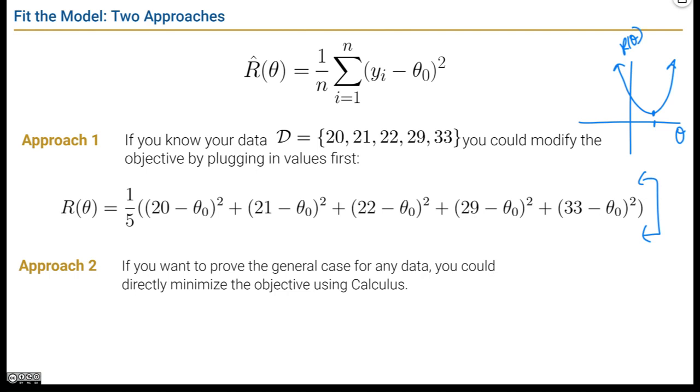The second approach is we could do this in general, which we're going to look at. And so I don't have to make it depend on specific data points. I can leave the data points in the equation and use calculus to help me find the general case. So we're going to do both. But let's start with the first case just to give you some intuition.